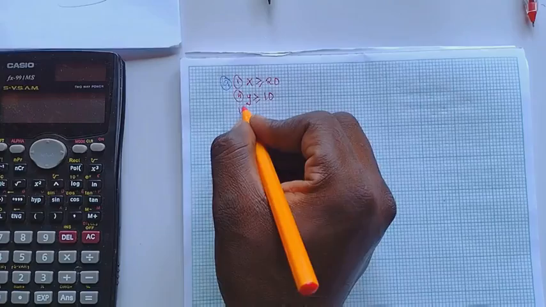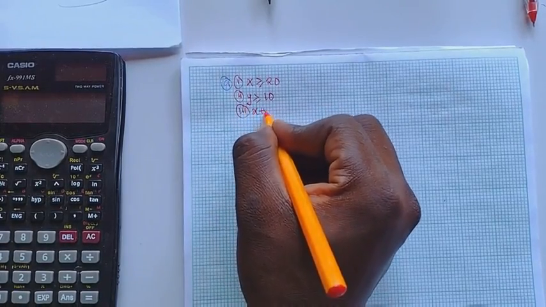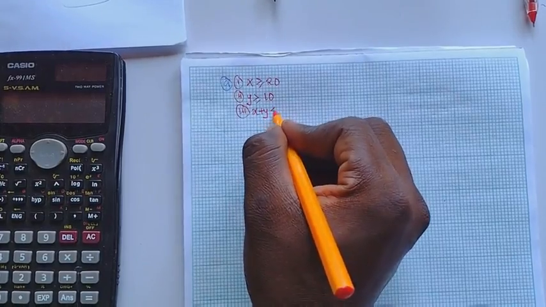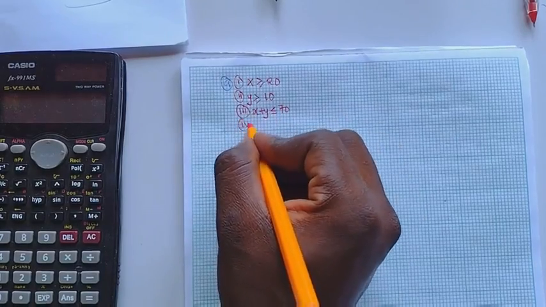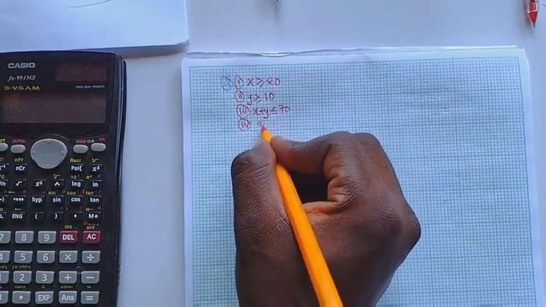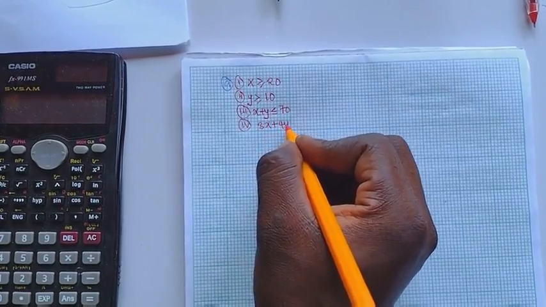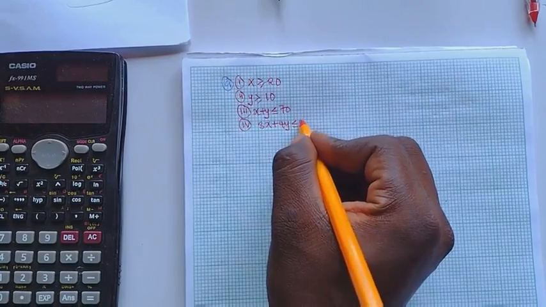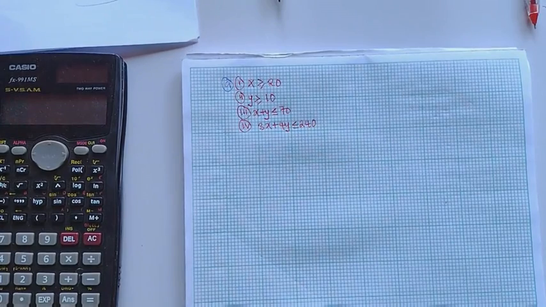Then the third one was x plus y less than or equal to 70. Then the fourth one was 3x plus 4y, which is less than or equal to 240. So make sure that you indicate the question number exactly on the graph paper. So we have answered our question A.